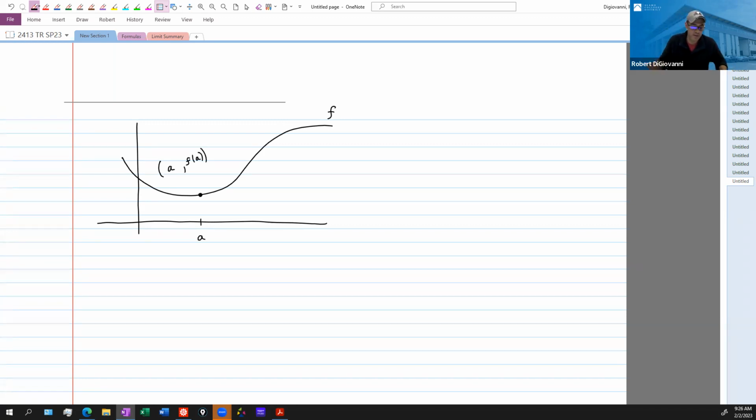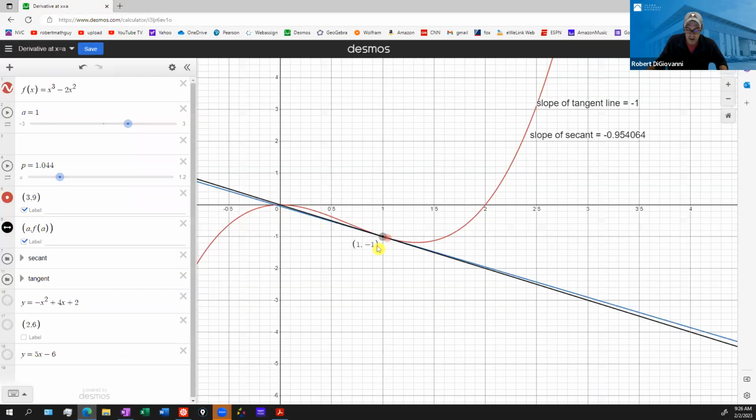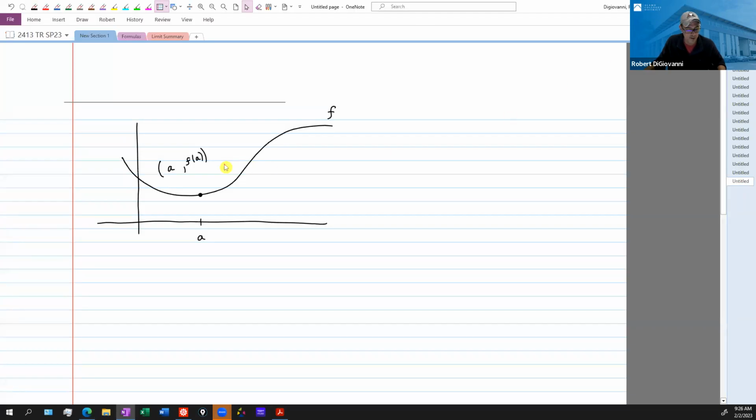So if this were the function we were talking about a second ago, I plugged in 1. 1 is where I am on the x-axis, and the negative 1 is what we get when we plug 1 into that function. So if you plug 1 into this, it spits out negative 1. So that's just to remind you what that means. Okay, so that's that point.